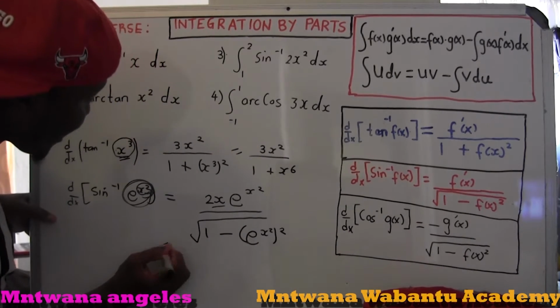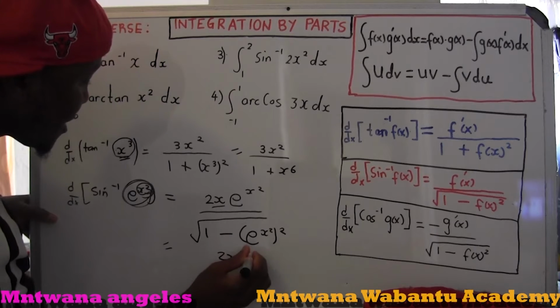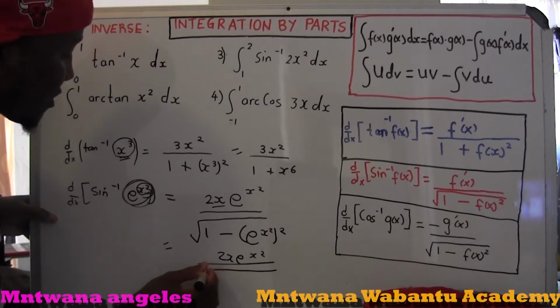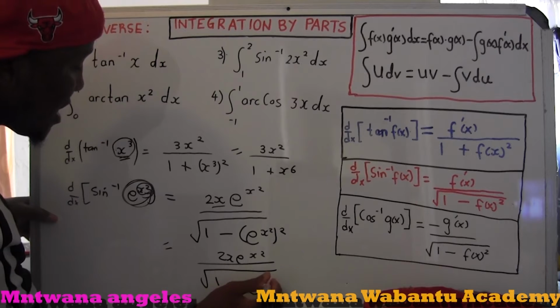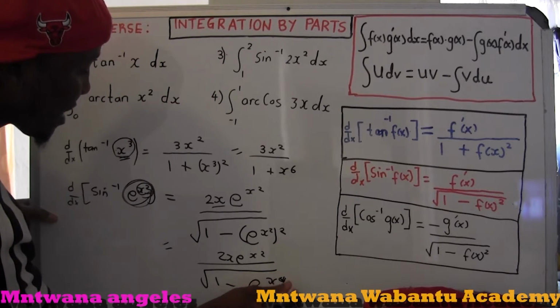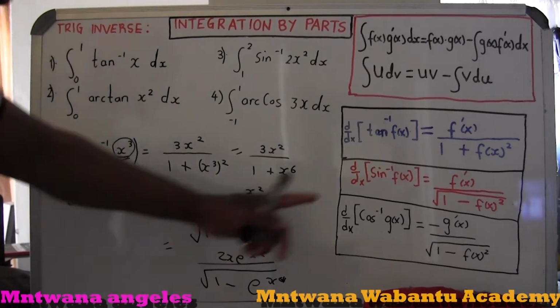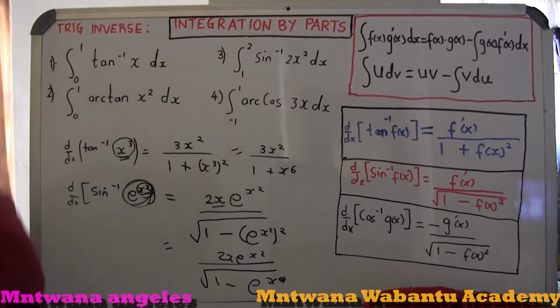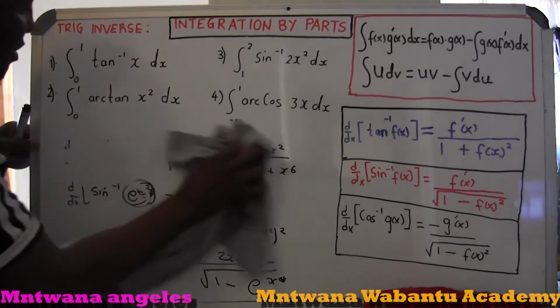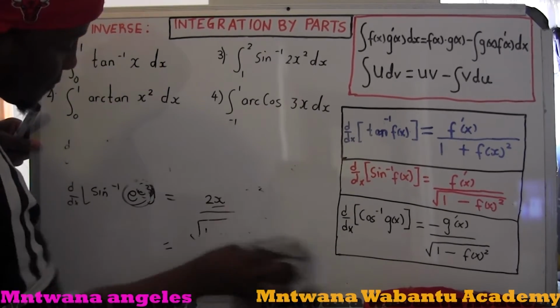So finally it gives you 2x e to the x squared over the square root of 1 minus e to the power x to the 4. For cos inverse you do the same approach. The only difference between cos and sine is that for cos you put a negative in front. That's how you differentiate trig inverse.